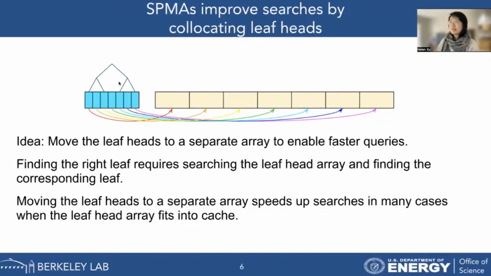The reason that this is better is because the number of leaves, and therefore the number of leaf heads, is much smaller than the total amount of data in your PMA. So co-locating the leaf heads makes this array much smaller, and it enables it to fit into parts of the cache hierarchy that the original PMA might not have fit into.